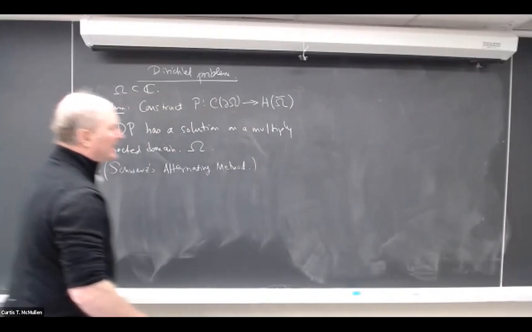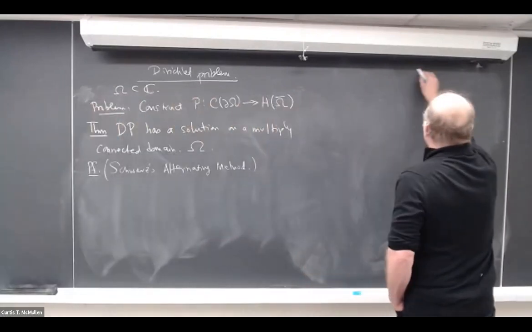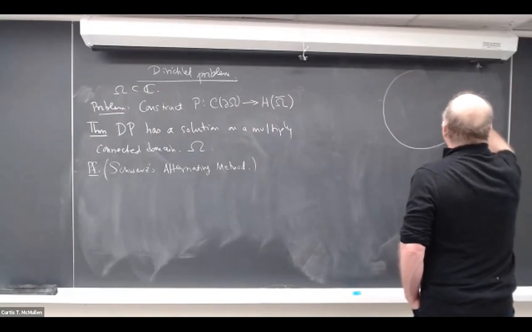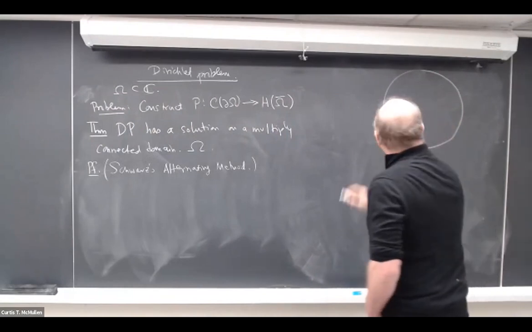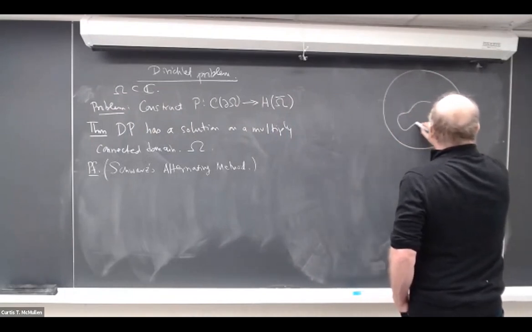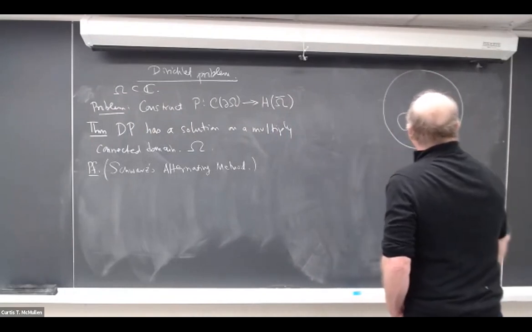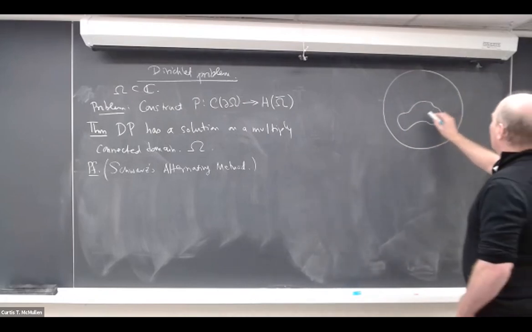This is a really amazing idea, I think. So Schwarz is trying to solve, let's say we have a region which is, actually I shouldn't draw it so tame. We have a region which is doubly connected. Okay, this is our domain omega.